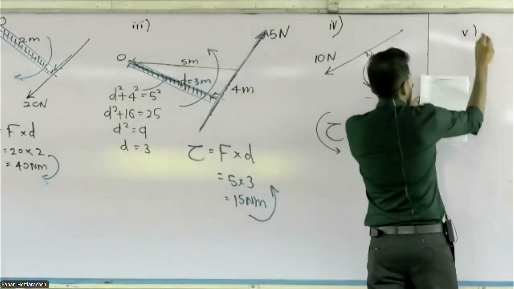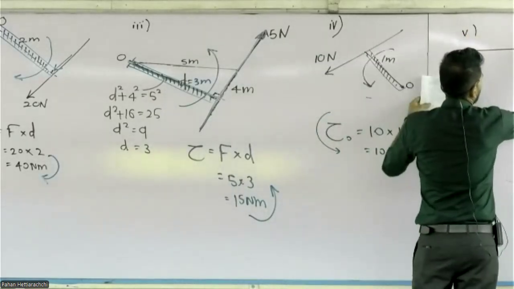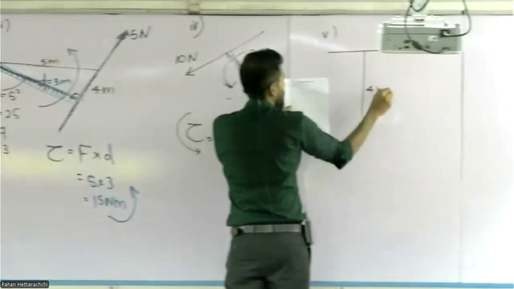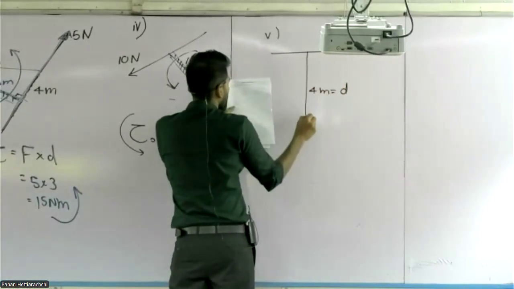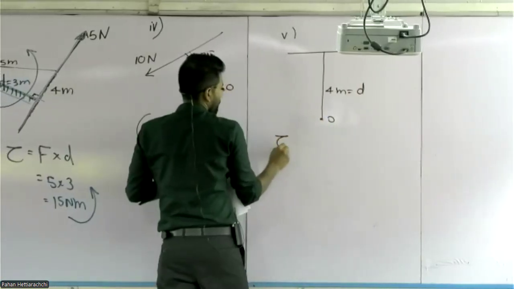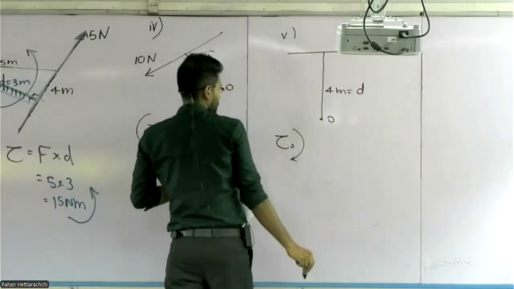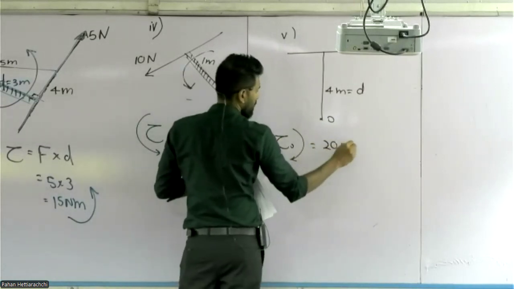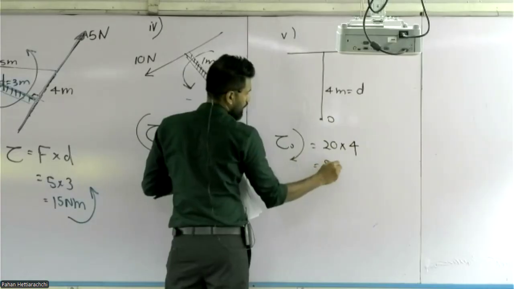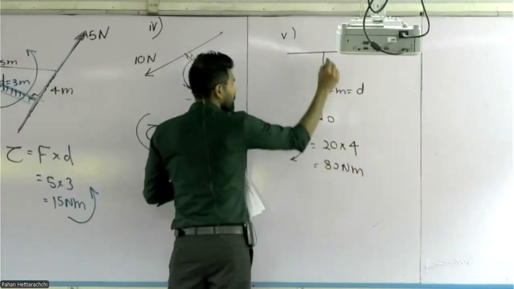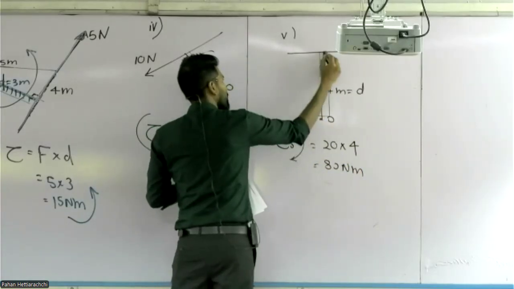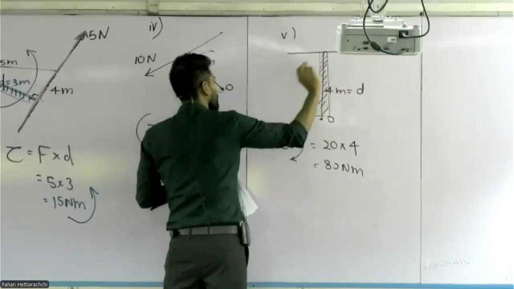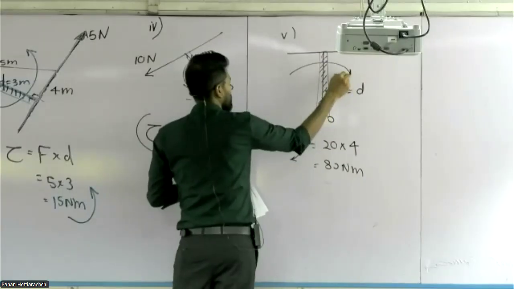5. Here there's a 20 Newton force and a 4 meter perpendicular length is given with respect to point O. Moment about point O is equal to force 20, perpendicular distance 4, 80 Newton meters. Keep a hypothetical object along the perpendicular and apply this force and check the manner of the moment. It's a clockwise manner.